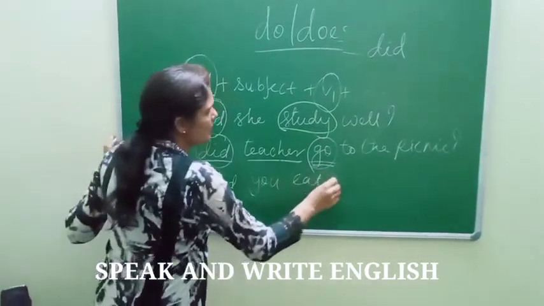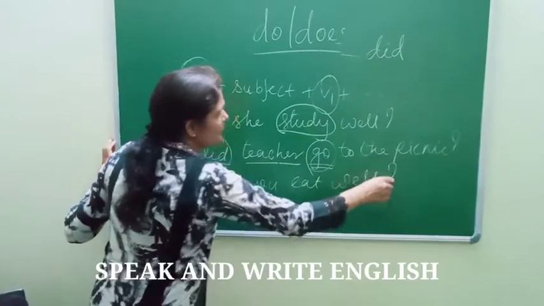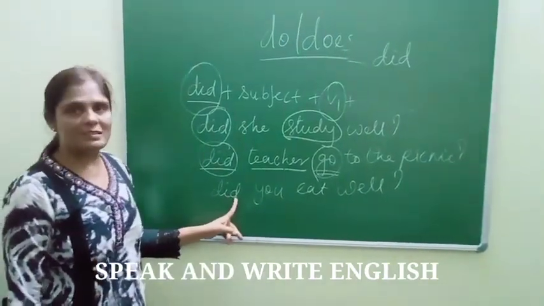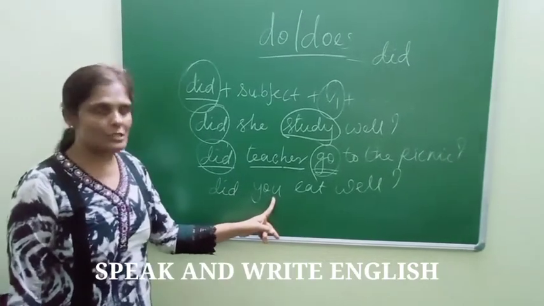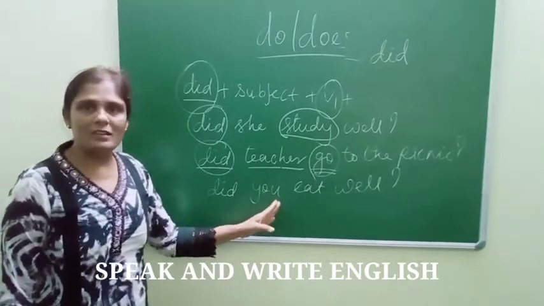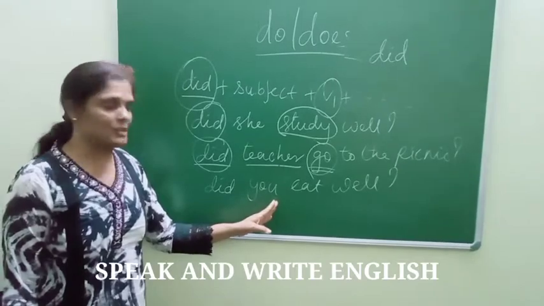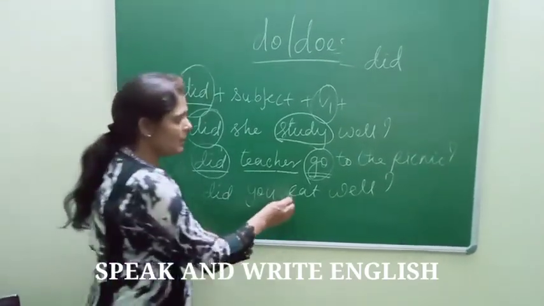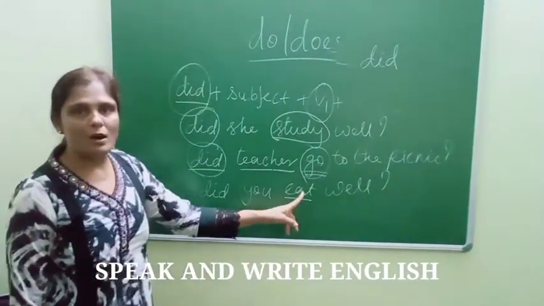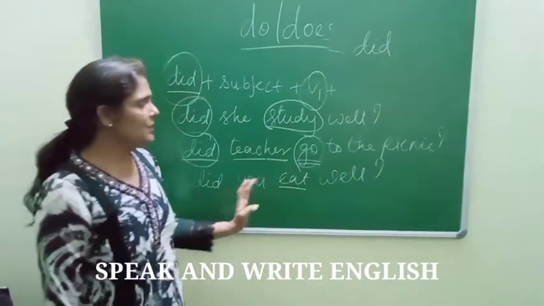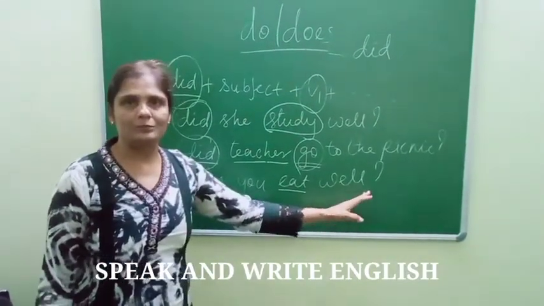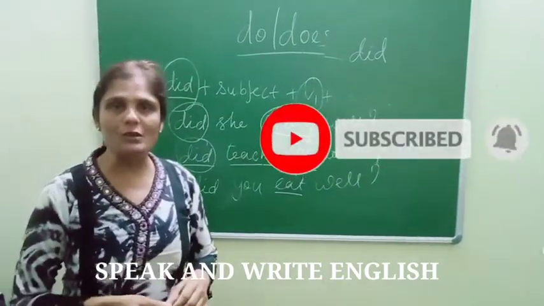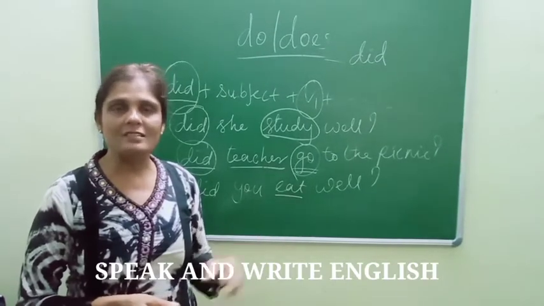Did you eat well? In the past, the auxiliary did is in the past. I have taken the subject you. Irrespective of whether the subject is there in the singular or plural, we make use of the auxiliary did accompanied by the verb. The verb should be there in the present. Did you eat well? I hope the explanation for do, does and did auxiliaries is clear to you?